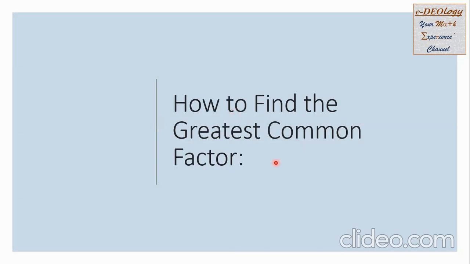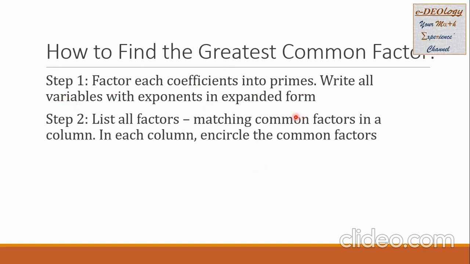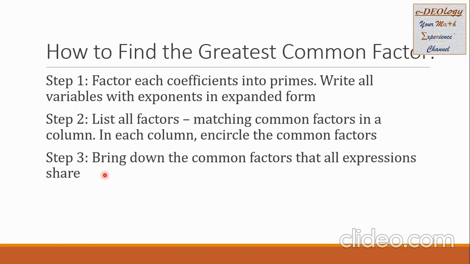How to find the greatest common factor? We're going to follow some steps. Step 1. Factor each coefficient into primes. Write all variables with exponents in expanded form. Step 2. List all factors matching common factors in a column. In each column, encircle the common factors. Step 3. Bring down the common factors that all expressions share. Step 4. Multiply the factors.